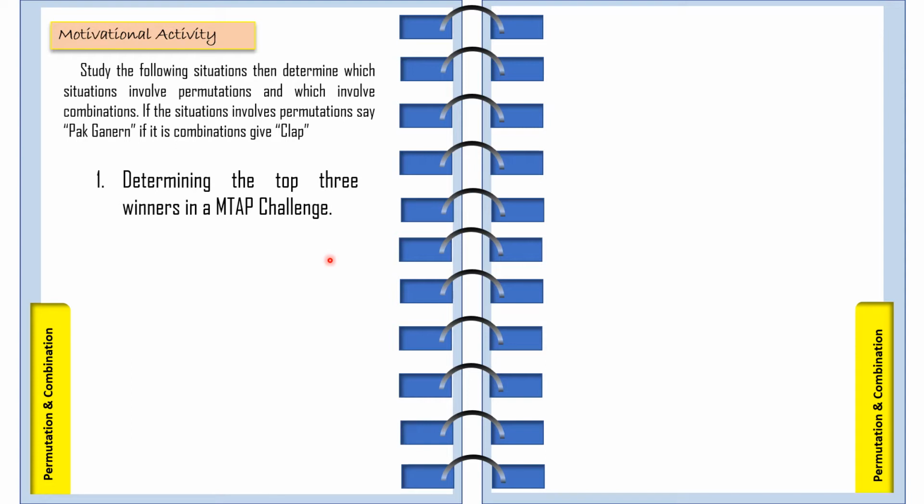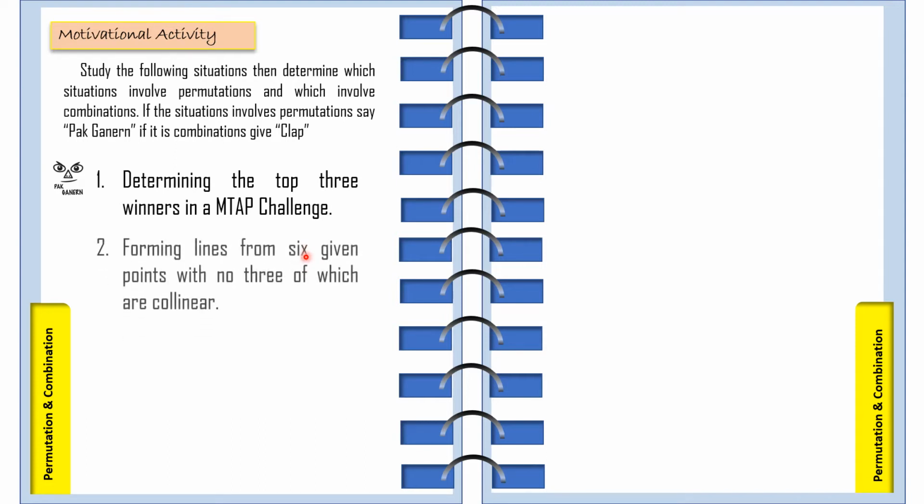For our first situation, determining the top 3 winners in an M-Top challenge. Is it a pack-ganern or a clap? Okay, let's see. The correct answer is yes, you're correct. It's pack-ganern. Yes, permutation ito. It's because we're determining the top 3 winners. So again, sa top 3 winners, mahalaga yung order ng position nila, syempre, no? Iba yung top 1 sa top 2 and the top 3. That's why careful tayo dun sa position ng paglalagay ng mga winners. Okay, that's why it is under permutation.